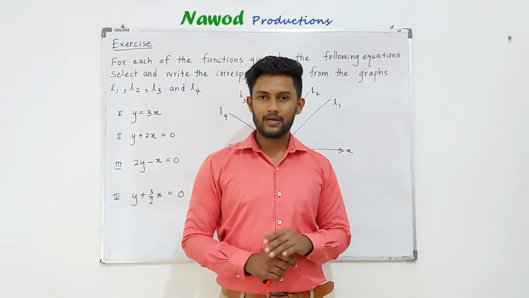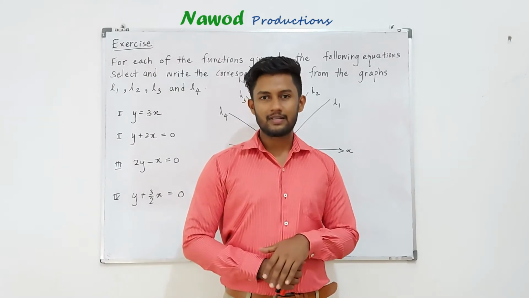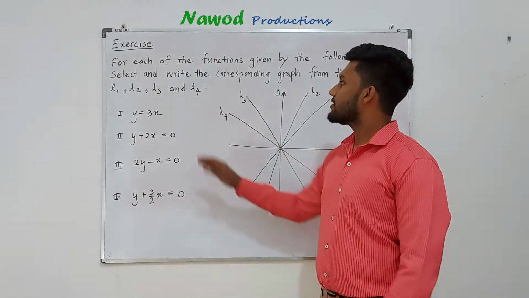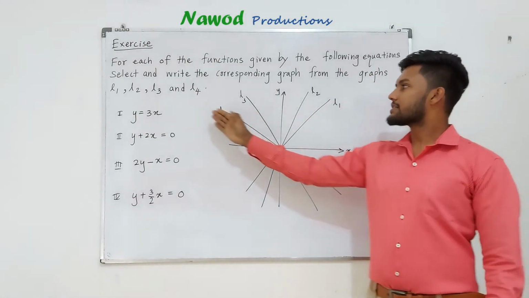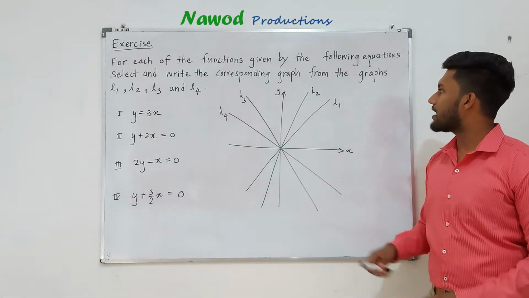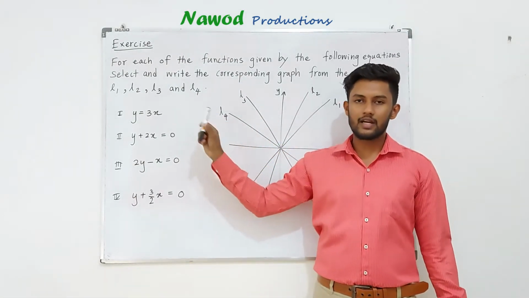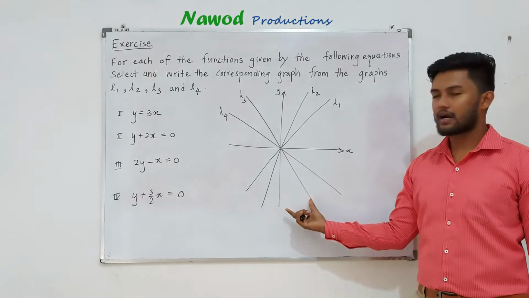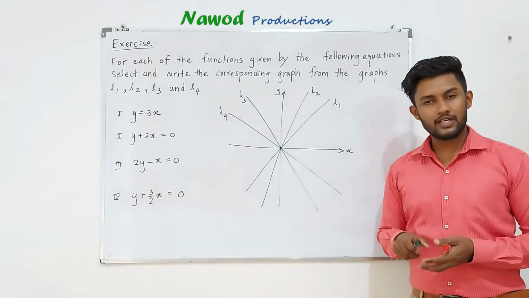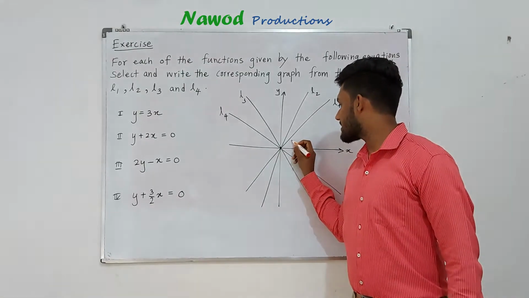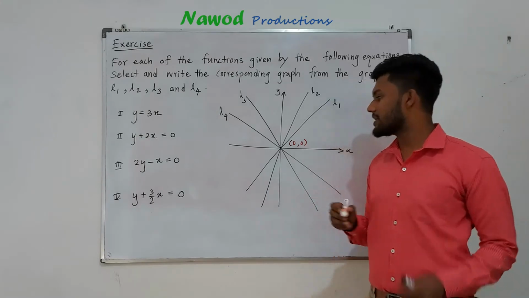Next you have an exercise. You can try it and continue the lesson. Then here, for each of the functions given by the following equations, select and write the corresponding graph from the graphs L1, L2, L3 and L4. That is the question. You have the Cartesian plane, and can you remember the intersection point, that means it is the origin, or the 0, 0 point.